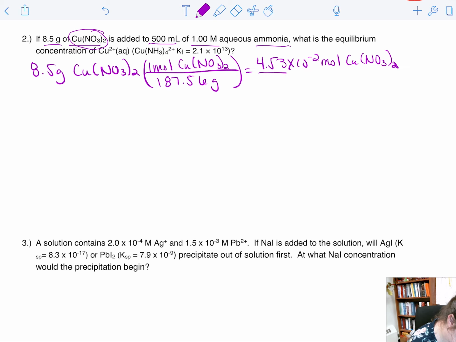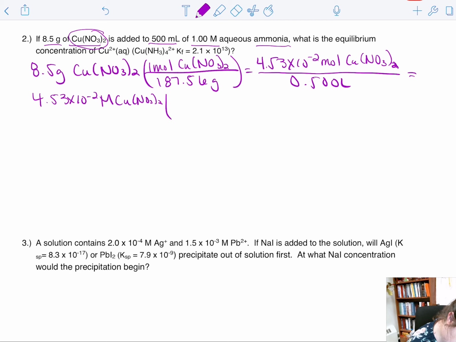And then we divide that by our 0.500 liters, giving us 4.53 times 10 to the negative 2 molar copper nitrate.